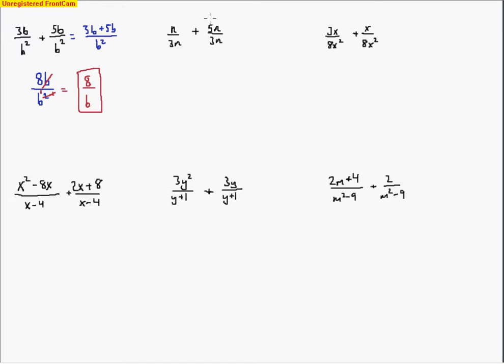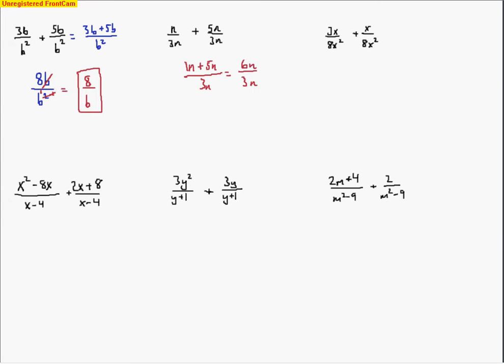Take a look at the next one. Same sort of thing. You've got n over 3n plus 5n over 3n. So you just count up how many n's you have. You've got n plus 5n over 3n. So you keep the denominator the same, just add up the numerators. Well, when you add up n plus 5n, here you have 1n plus 5n makes 6n's altogether, all over 3n.